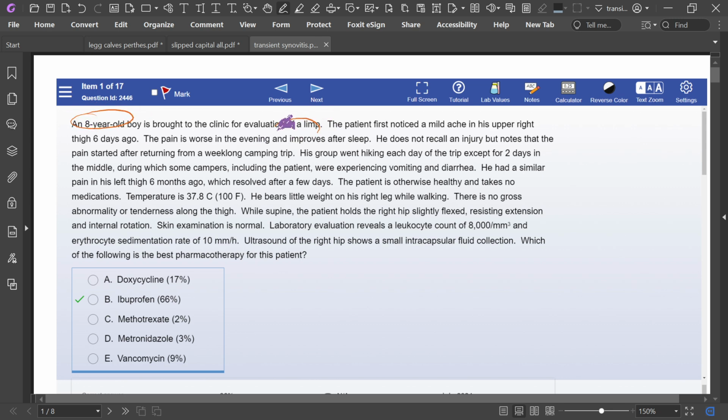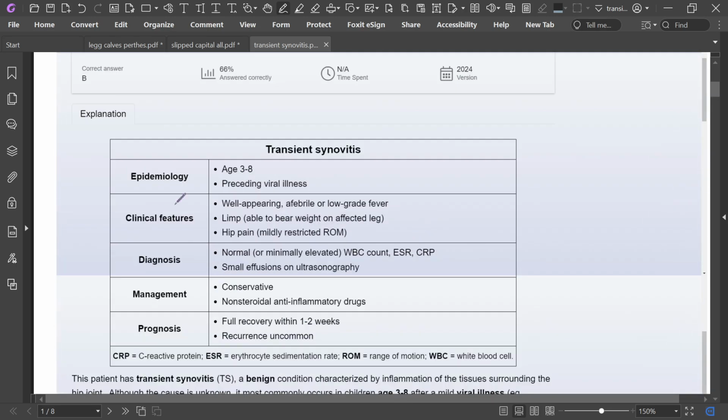Okay, final topic. Final topic is transient synovitis. Again, an 8-year-old girl comes with a limp, but there is no abnormality. When supine, the patient holds the right hip slightly flexed with resisted extension and internal rotation. Ultrasound of the hip shows small intracapsular fluid, so it looks like transient synovitis.